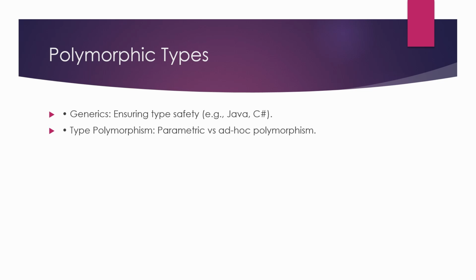Polymorphic types such as generics allow a single function or data type to work with multiple types. This ensures type safety without sacrificing flexibility. Languages like Java and C# use generics extensively to allow developers to write reusable and type-safe code.